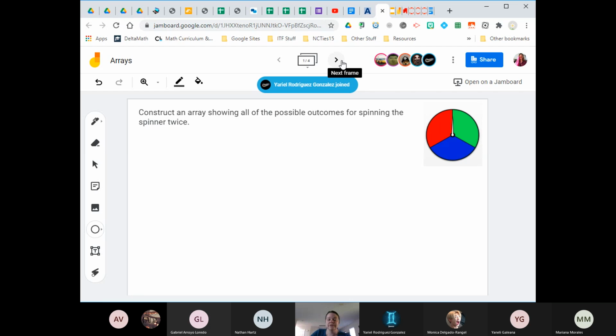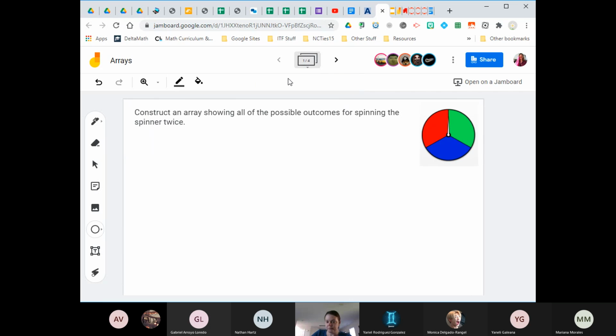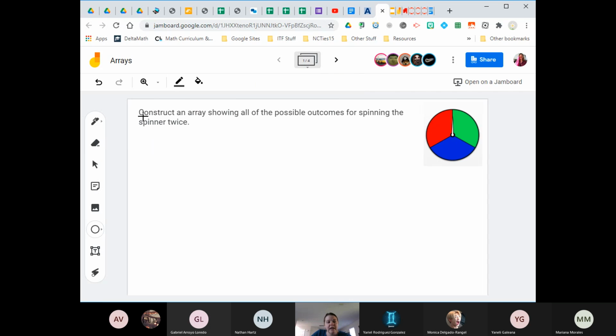All right, so there are 4 different pages. They're all exactly the same. But what I would like you to do is construct an array showing all the possible outcomes for spinning this spinner twice. So think about the colors you could get the first spin and the colors you could get the second spin, and make your array. To do that, you're going to need to use the pen tool, okay? And just draw as straight lines as possible.